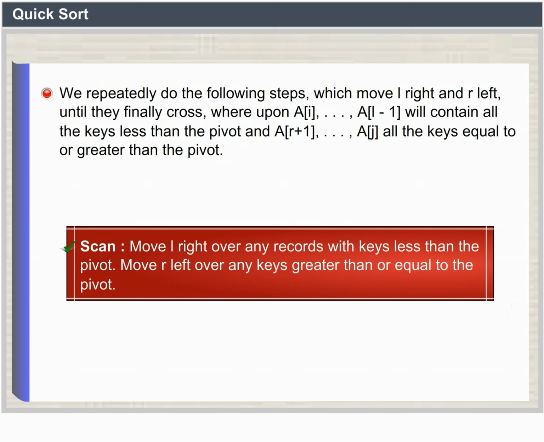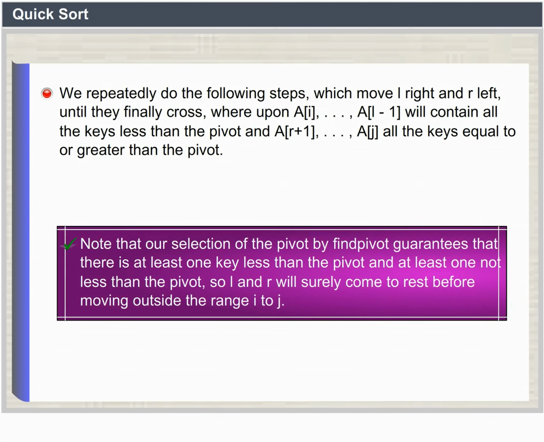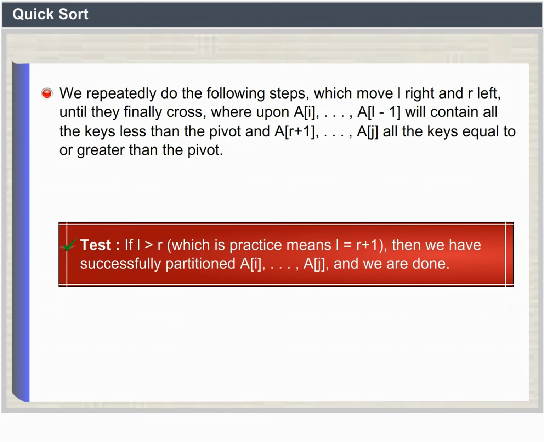Note that our selection of the pivot by findPivot guarantees that there is at least one key less than the pivot and at least one not less than the pivot. So, L and R will surely come to rest before moving outside the range i to j. Test. If L is greater than R, which in practice means L equals R+1, then we have successfully partitioned A[i] to A[j] and we are done.